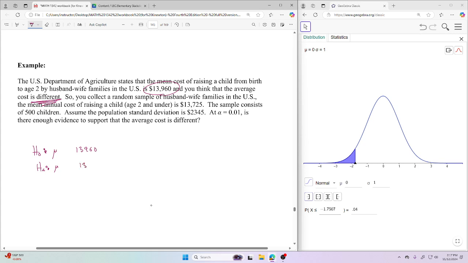And so the average, they're going to use the mean, 13,960. What would I put here in the bottom? Not equal to. My claim is not that it's greater or lesser. It's just different. So not equal to. Therefore, up here I put a, and this is a.